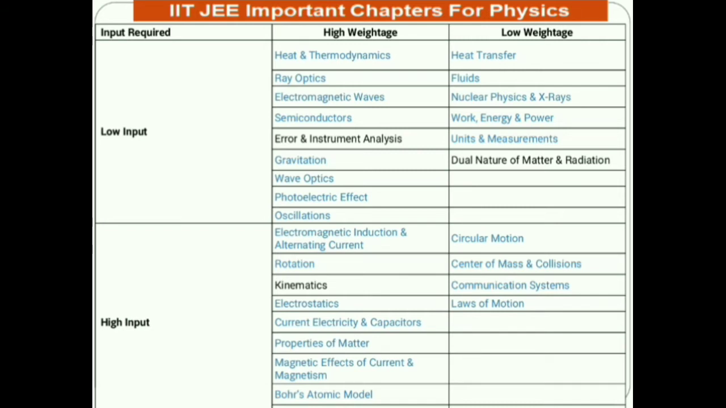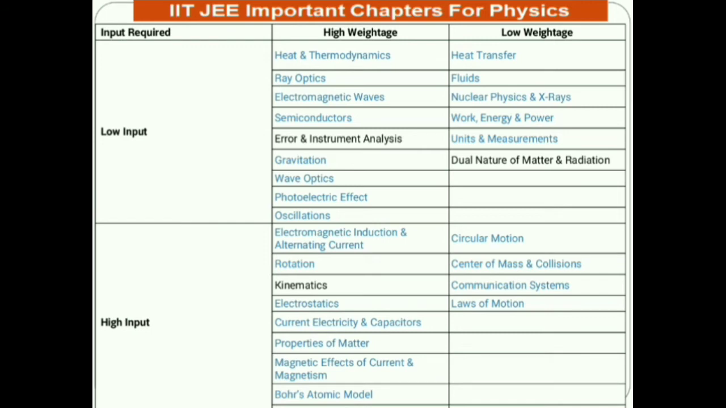Talking about low input and high weightage, the chapters are heat and thermodynamics, ray optics, electromagnetic waves, semiconductors, error and instrument analysis, gravitation, wave optics, photoelectric effect, oscillation. So these are the high weightage through low inputs. Now let's talk about low input but low output: heat transfer, fluid, nuclear physics and X-ray, work energy and power, units and measurement, dual nature of matter and radiation. So guys, in the low weightage column you don't need to put extra input, but obviously you will not get that much output.